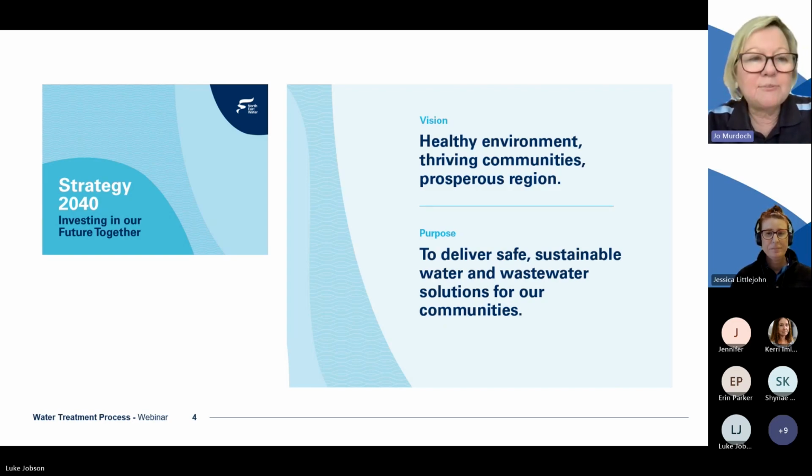Strategy 2040 also makes very clear that our purpose is to deliver safe, sustainable water and wastewater solutions for our communities. It responds directly to the challenges of climate change, population growth, rapid technology advancement, and changing customer needs and expectations. It's a future where water is transformed into valuable resources. First Nations peoples, customers and employees are highly valued, and our services are fair, accessible and affordable.